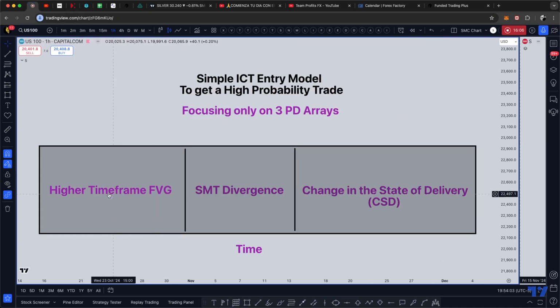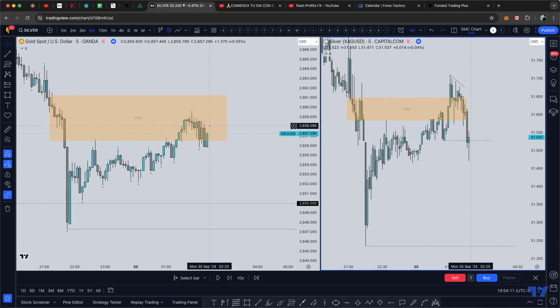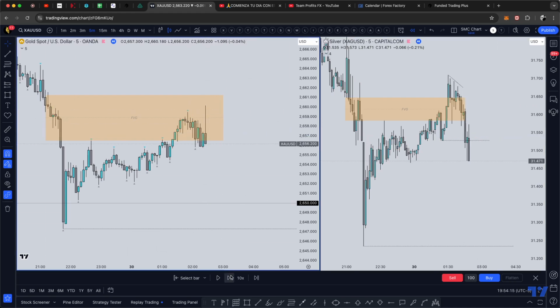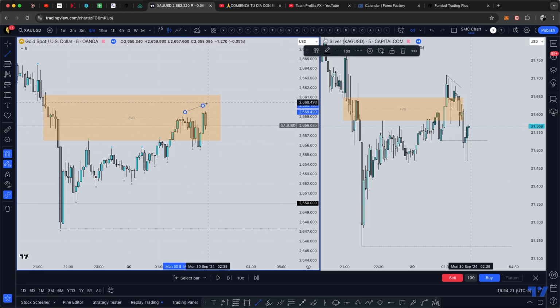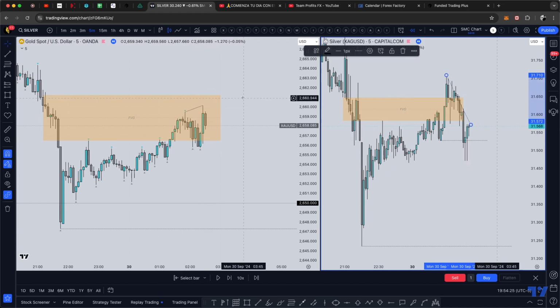Okay. We have the fair value gap. It looks like we have a change in the state of delivery happening on S&P 500, but I'm not getting the SMT I want at the top right now. Okay, there we go. S&P, look at that SMT right here. Nasdaq is taking the high. Notice that that high right there, which is this high, has not been taken on S&P, right? So we are forming SMT. We have SMT at the top.